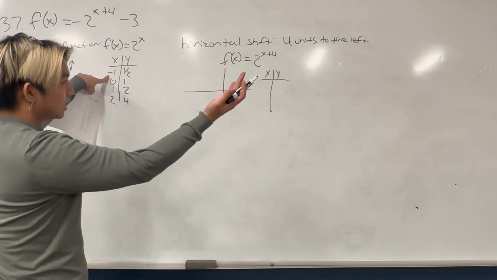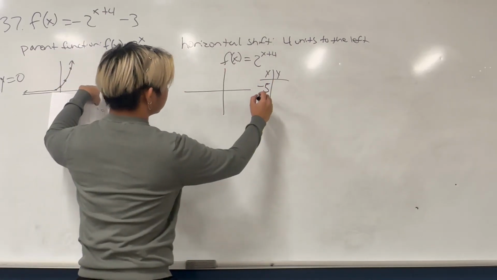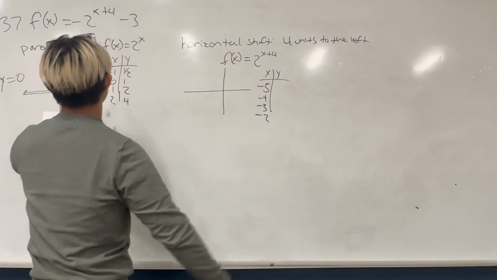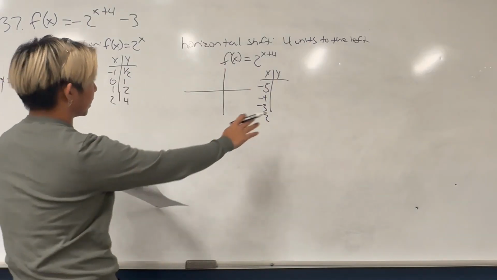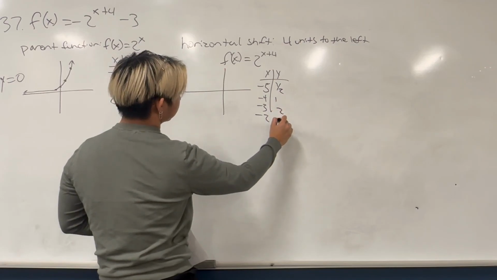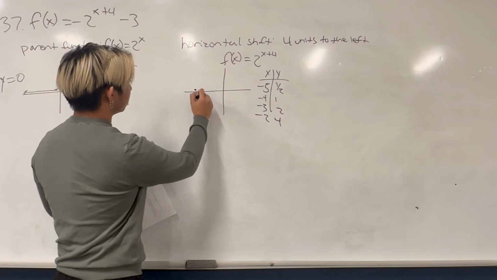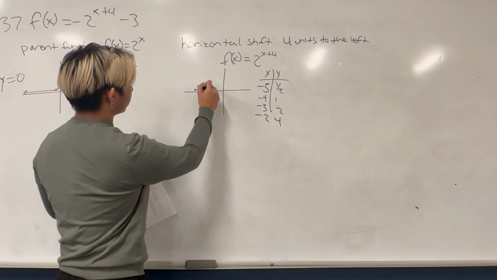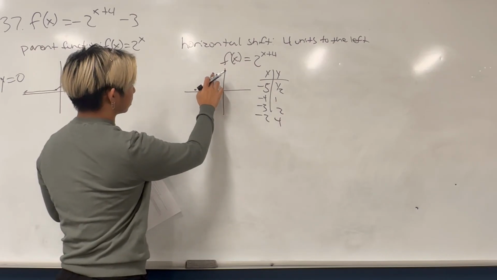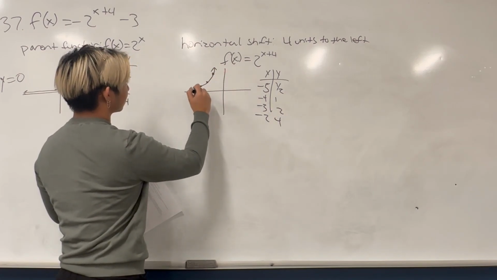Negative 1 minus 4 is just negative 5. And then 0 minus 4 is just negative 4. Negative 3, negative 2, you get the gist, right? And then the same y values here, just apply: 1/2, 1, 2, and 4. So negative 5, 1/2; negative 4, 1; negative 3, 2; and negative 2, 4. Okay, that looks a little too linear, but you get the gist. It's something like that.